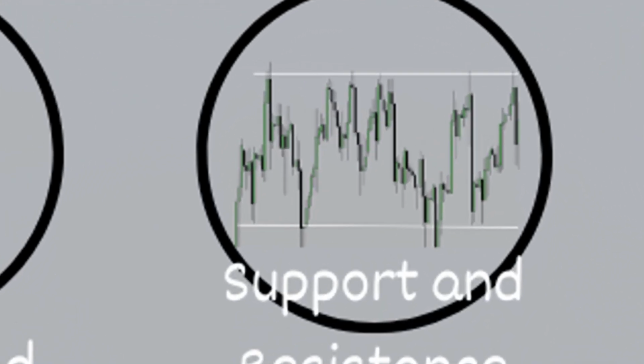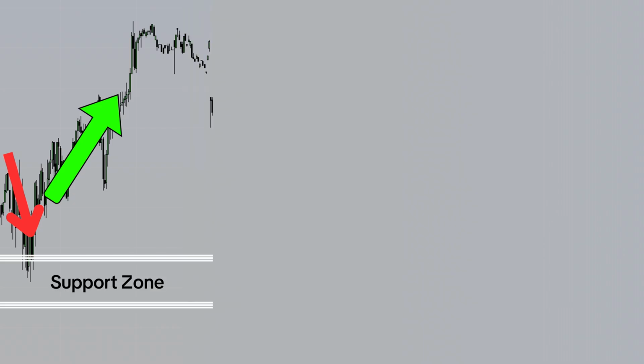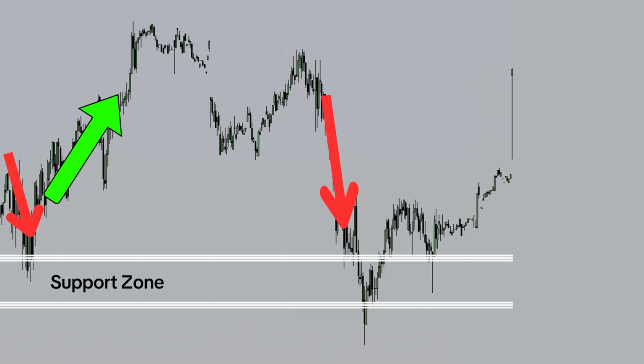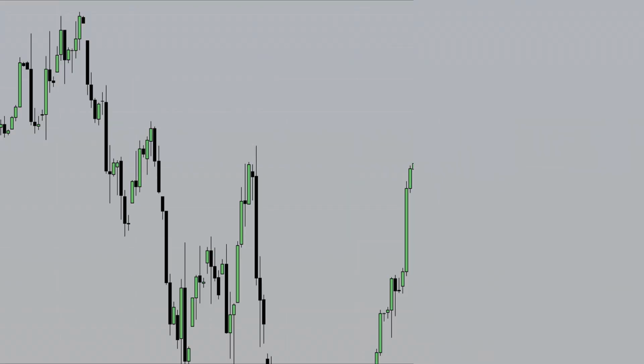Support and resistance. Support is a price level where demand tends to prevent the price from falling further. Here, price falls, then shoots back up quickly, creating a support zone. Now, as price falls back into that zone, those same buyers start to buy in that zone, pushing price back up.